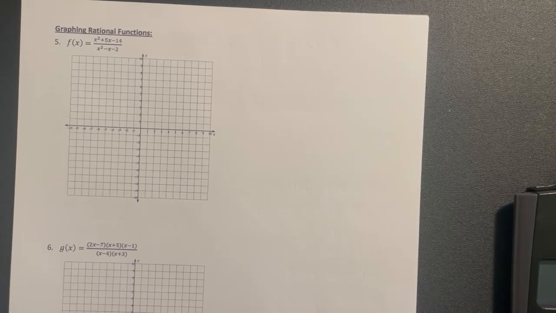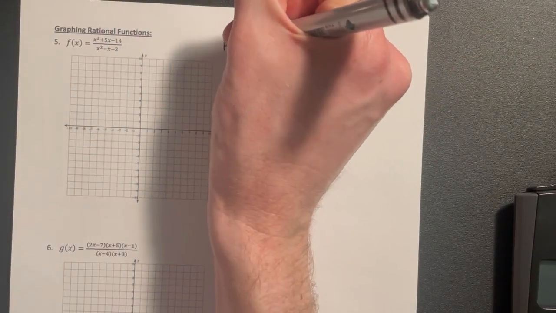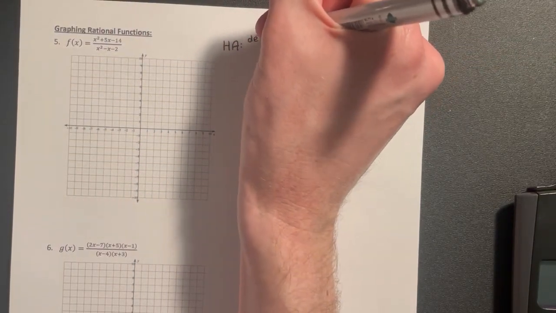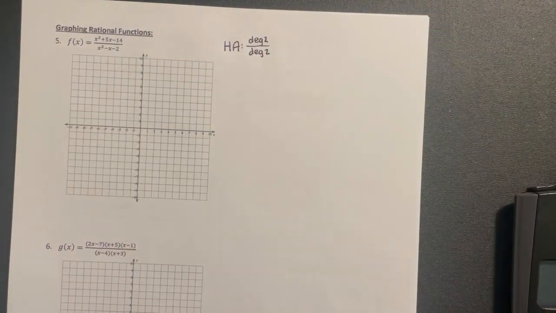that we've been discussing. So if I think about that first function for number 5, we have f of x is x squared plus 5x minus 14 on top, and x squared minus x minus 2 in the denominator. Automatically, I see that it's degree 2 over degree 2. So we do have a horizontal asymptote. Degree 2 over degree 2 means it's the same on top and bottom.